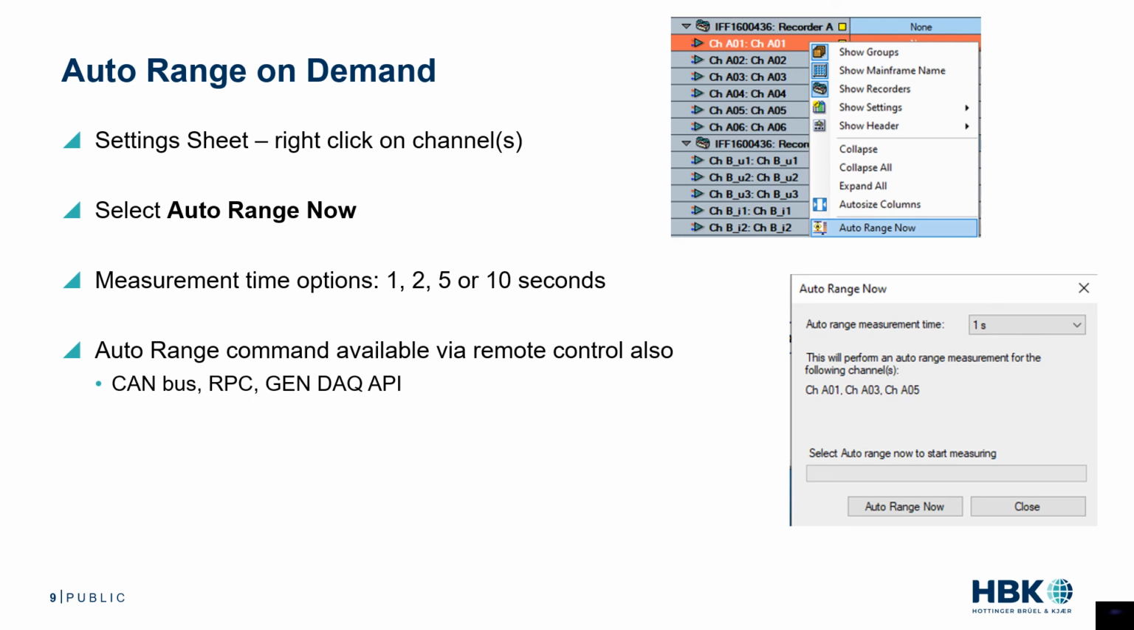The command is available when the system is in any mode, meaning idle, preview, or record. If the system is in idle, selecting Auto Range Now puts the system into preview mode to perform the auto range and then returns the system to the idle state.